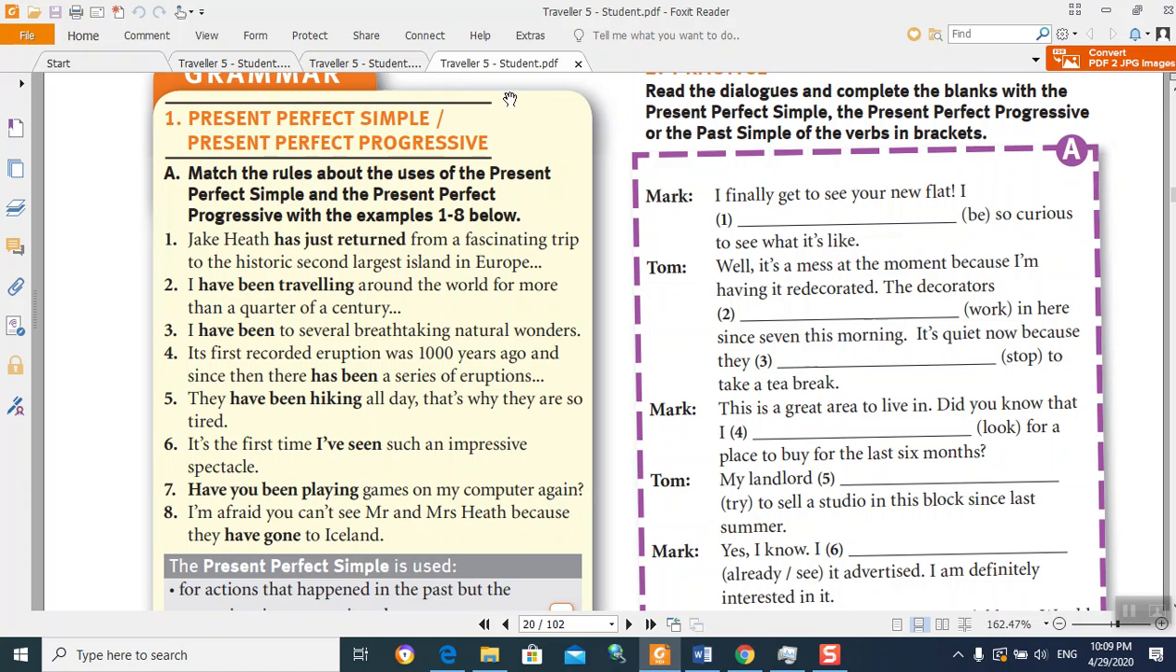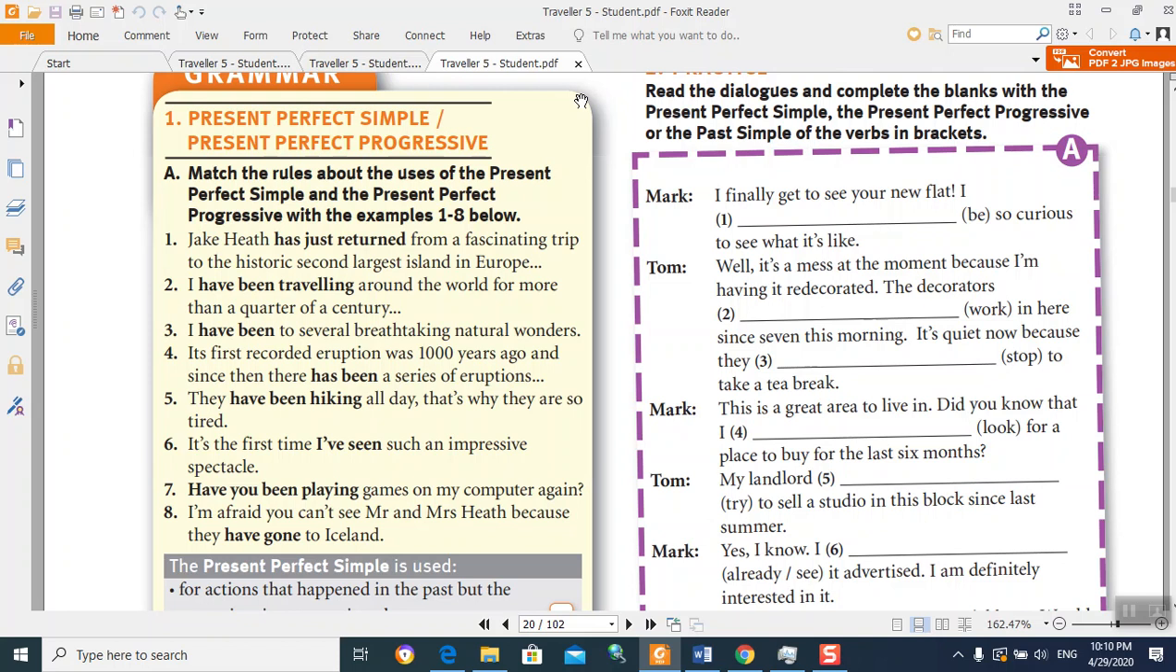We have here also the present perfect simple in unit 2 and present perfect progressive. Present perfect simple المضارع التام البسيط and present perfect progressive المضارع التام المستمر. Present perfect simple, we form this by having the helping verb have or has plus verb 3, the past participle of the verb after have or has.